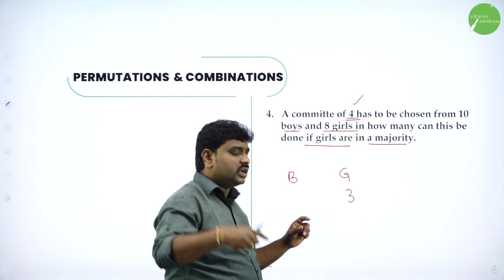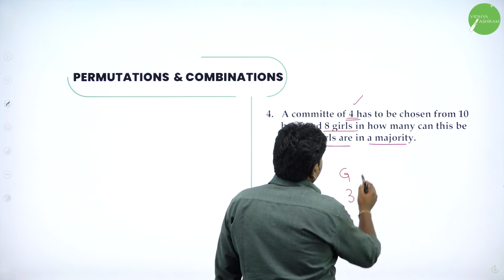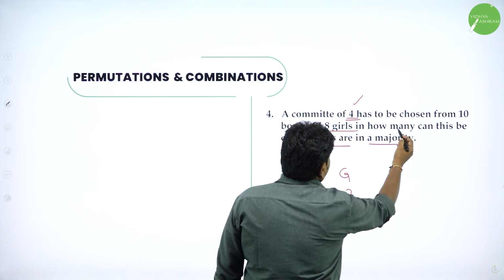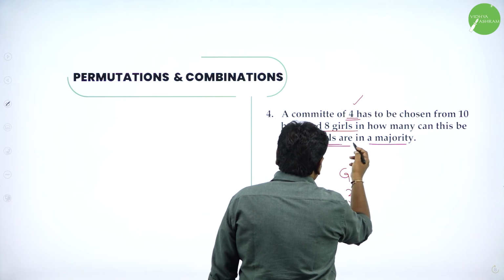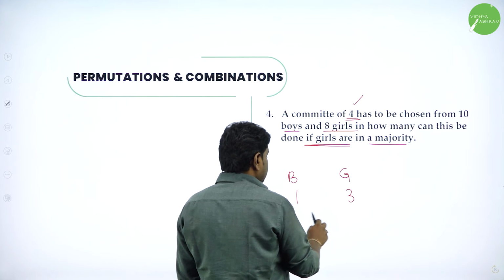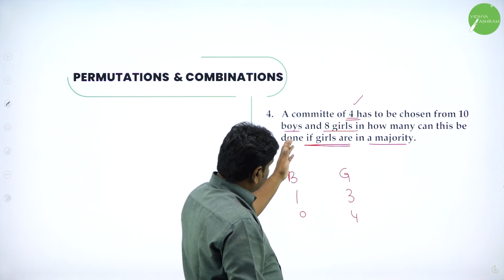So the girl has to lead. Now I'll take 3 girls and 1 boy. Or I can take, say, a committee of 4 has to be chosen from 10 boys and 8 girls. How many such committees can be formed? So now I can select 3 girls and 1 boy, or I can select 4 girls and 0 boys. And they have not mentioned boys are a must.